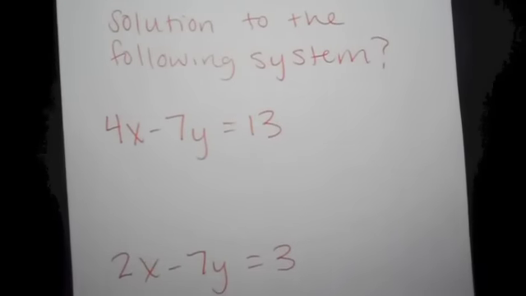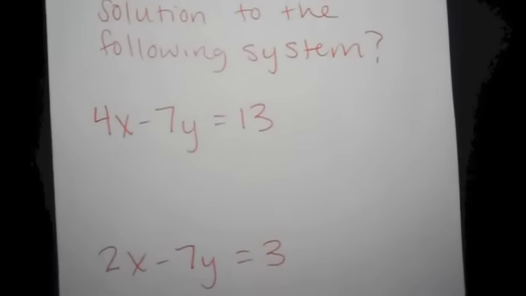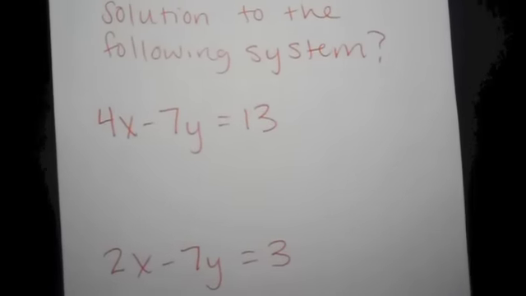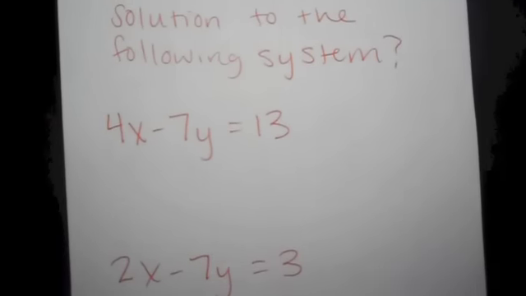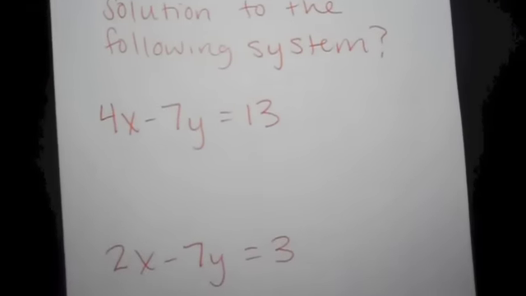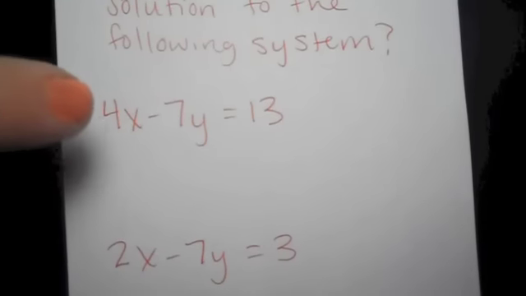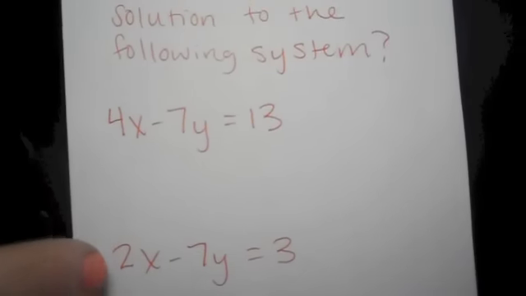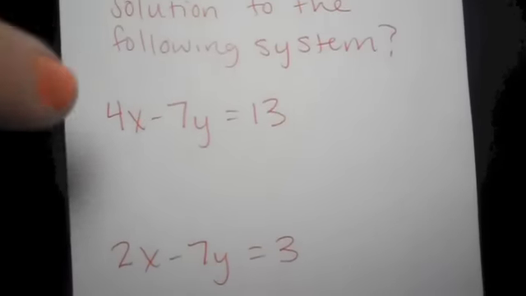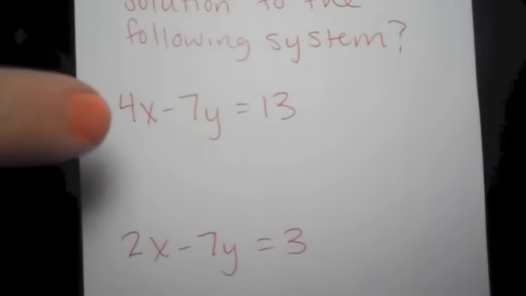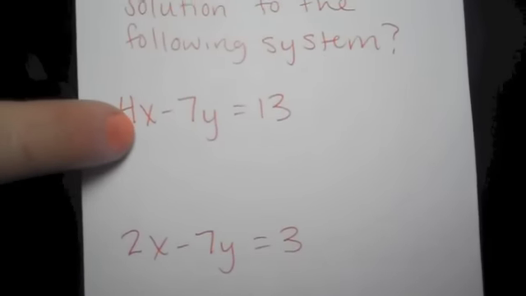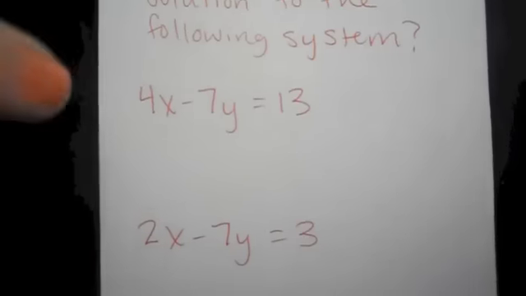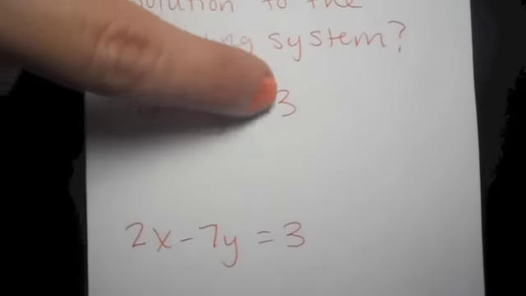Okay, now we're looking at number 6. Number 6 asks, determine if the point (5, 1) is a solution to the following system. Our system of equations is 4x minus 7y equals 13 and 2x minus 7y equals 3. To determine if (5, 1) is a solution, that means when we plug in the x and y values, this side should equal that side.